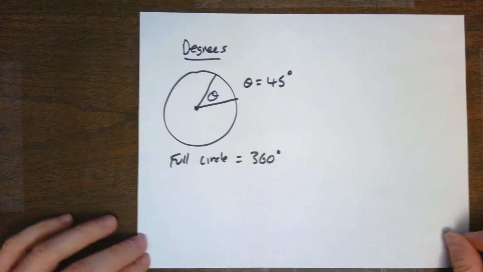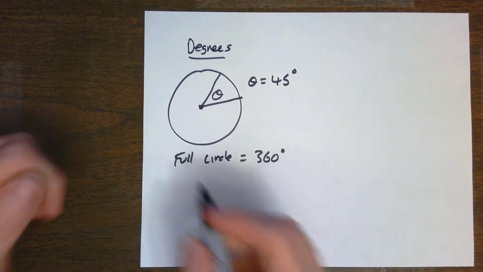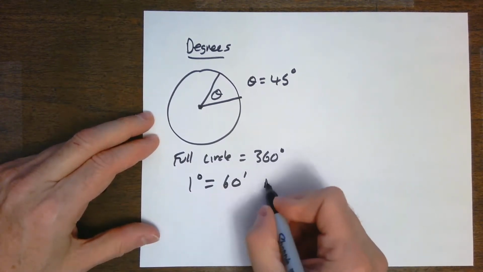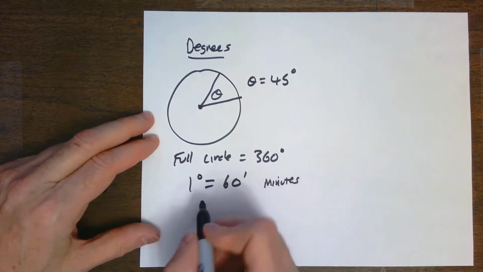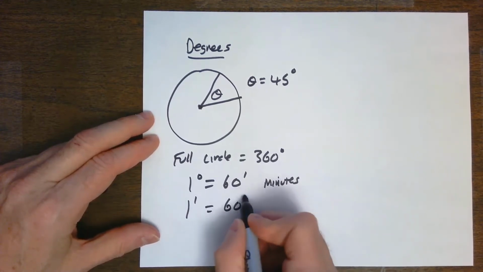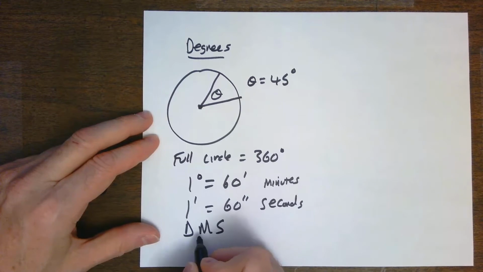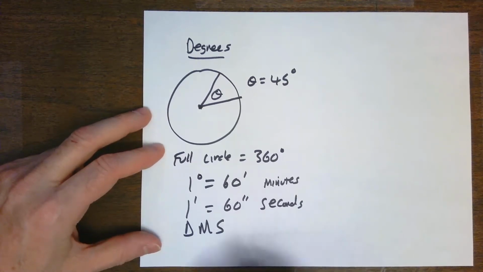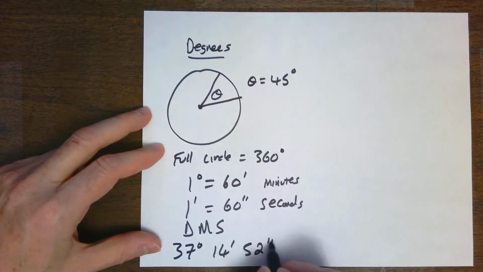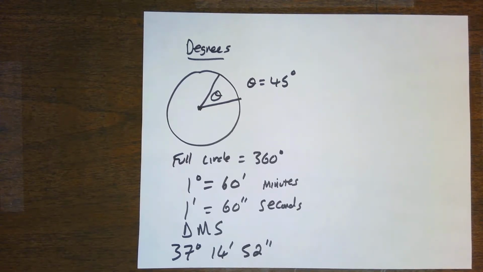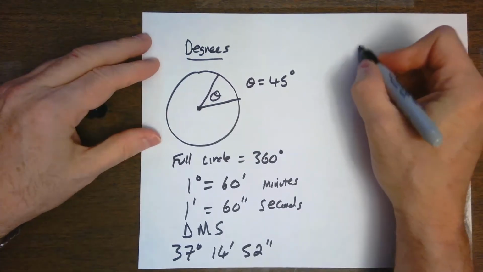Now, I can get into parts of a circle. 1 degree is equal to 60 minutes. The little dash mark there means minutes. 1 minute equals 60 seconds. So I can have DMS, degrees, minutes, and seconds. I could have an angle that is 37 degrees, 14 minutes, and 52 seconds. That's kind of the decimal version of an angle in degrees. We really don't want to use degrees, though. Where we really want to be is radians.